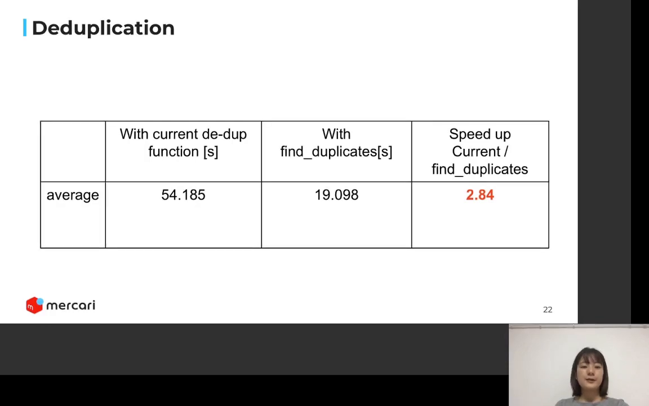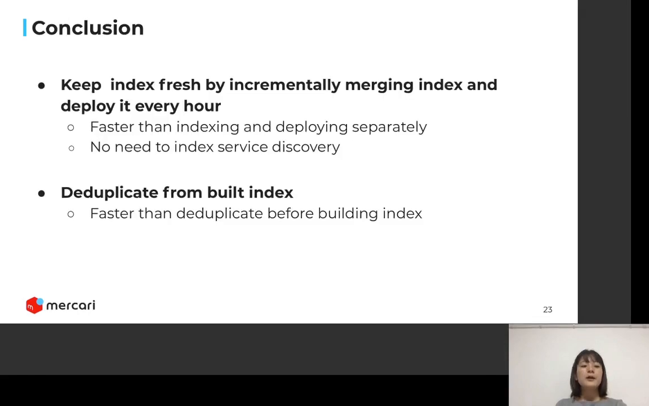This is a comparison of the time when the index is constructed by a conventional deduplication method and by deduplication using findDuplicate. We have achieved a speedup of more than 2.5 times by using findDuplicate. By solving the problems of speeding up index construction time and deduplication, it has become possible to combine indices into one index instead of deploying them as separate services every hour.